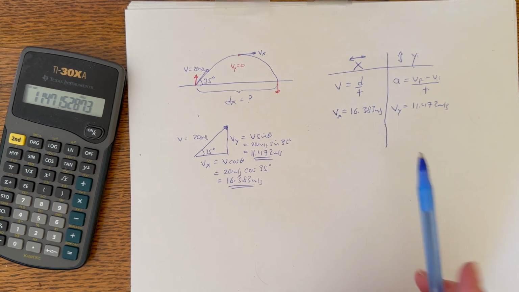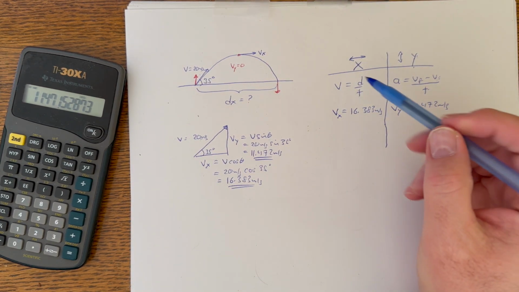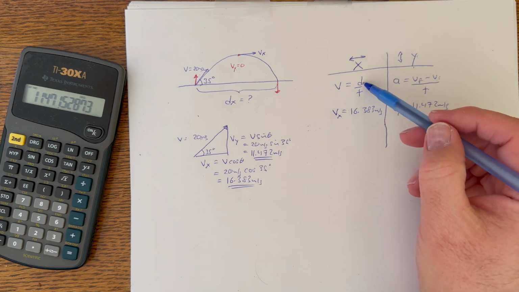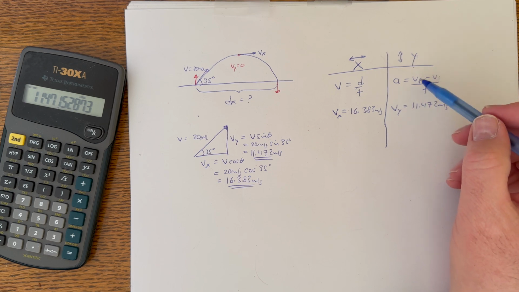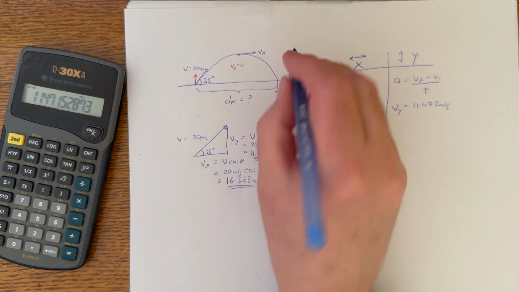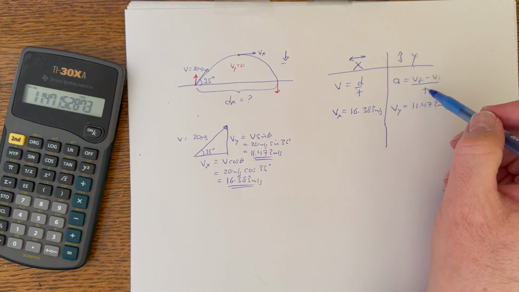Now, as usual, even though it's not asked for, I need to solve for time. Can I solve for time over here? Well, let's see. I know the Vx, but I don't know the D. I can't solve for time here. Let's enter the other dimension. Do I know the acceleration? Yes. I'll say down is negative, and negative 9.81.